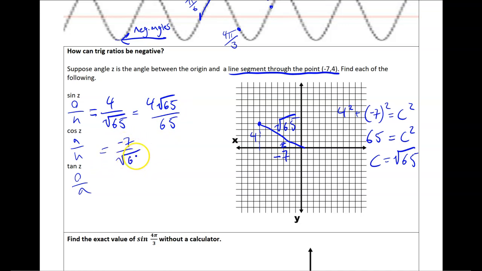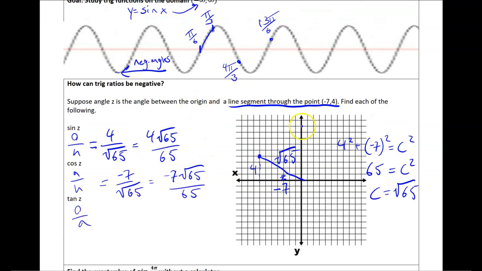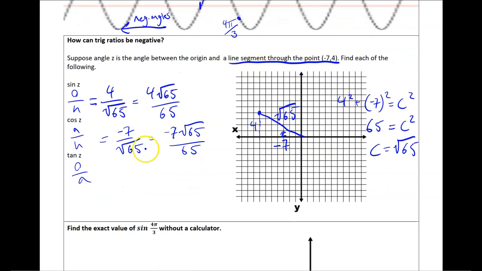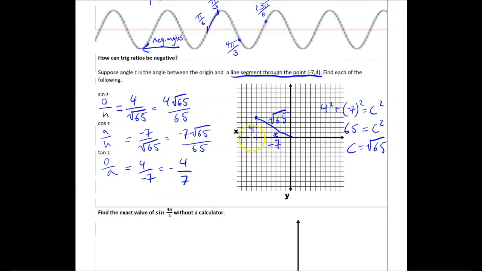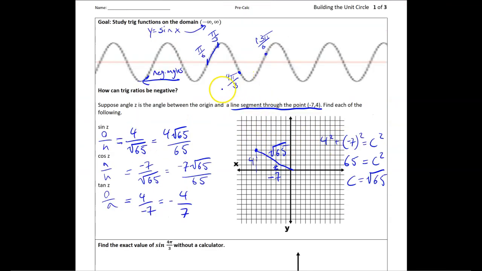Cosine of z is adjacent over hypotenuse, and notice this one's going to be negative. I can again rationalize it, but this is the first time we've gotten a negative working with one of these ratios. So we can start to see how we get these points down here below the x-axis. And then tangent of z, notice we're going to do opposite over adjacent, and I'm just going to write that whole fraction as negative. I don't like that negative on the bottom. Okay, so what we see right away is when we consider angles on our coordinate plane, we can start to think of our results as negative trig ratios now.